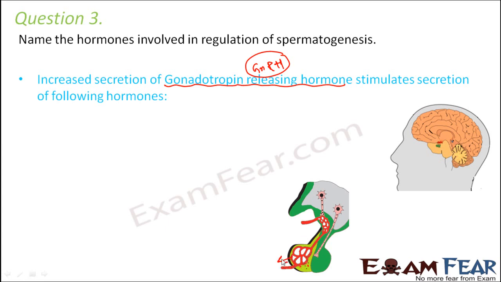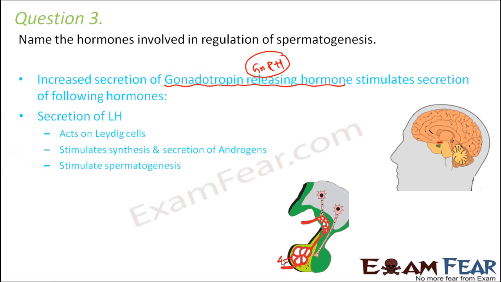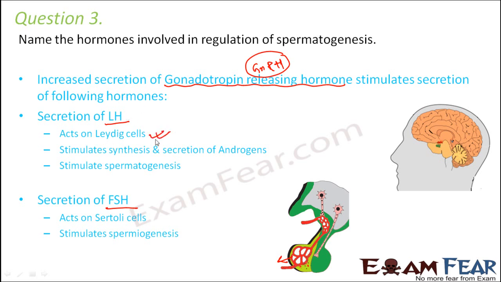the anterior pituitary to release hormones like LH and FSH. So, LH and FSH are other hormones which are involved in the regulation of spermatogenesis. How? The LH hormone will act on the Leydig cells, and the Leydig cells are the interstitial cells which synthesize and secrete androgens. And androgens control the male sexual characters, and they also stimulate the process of spermatogenesis. So, more LH being produced, more spermatogenesis is encouraged.